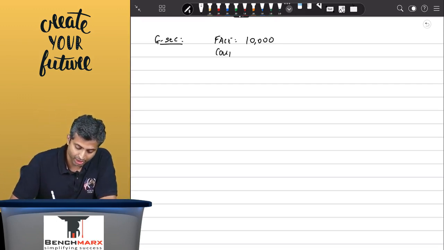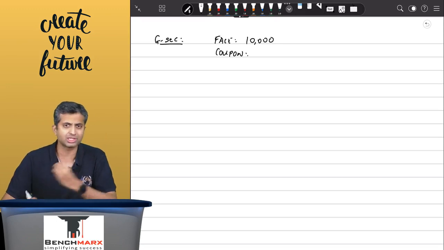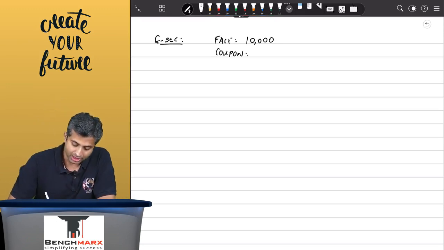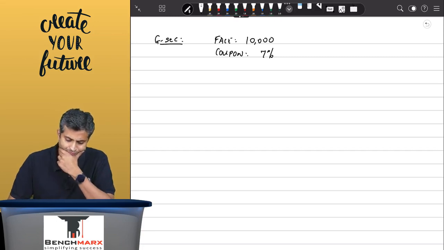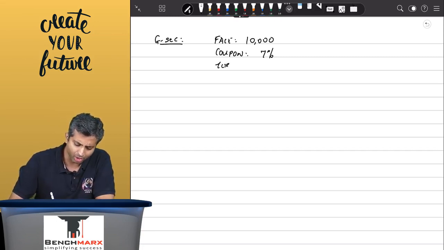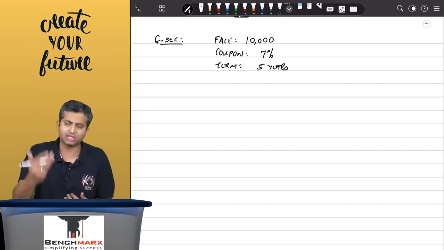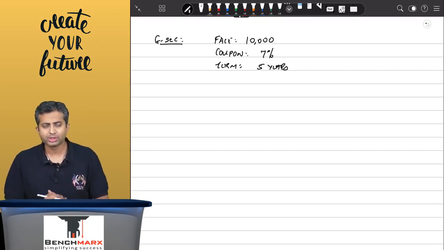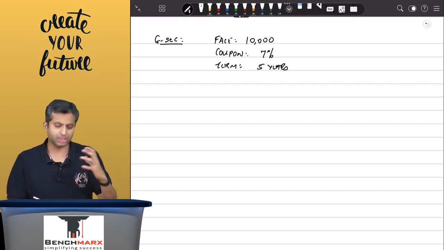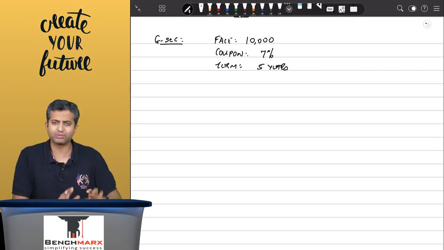Let us say the coupon rate over here. What is the coupon rate? Coupon rate is the rate of interest that the bond pays. So let us say the coupon rate over here, for example, is 7%. This is the coupon rate, and the term of this bond, for example, is 5 years. Now you want to figure out how much should you as an investor ideally pay for this bond. So this is a government security which is available in the market. Let's say GSEC, or a government security which is available in the market.